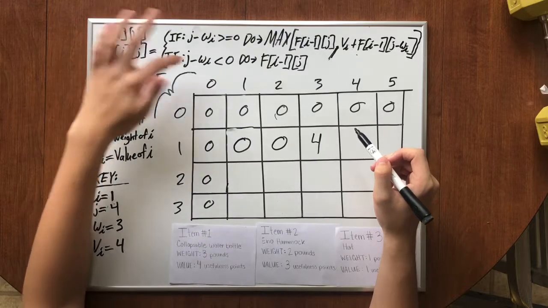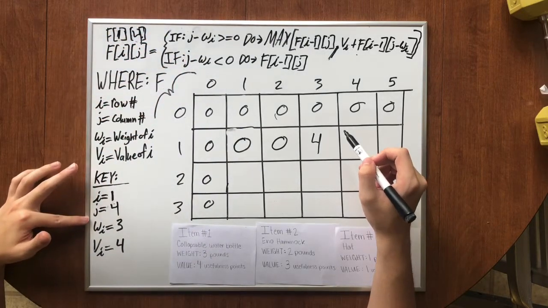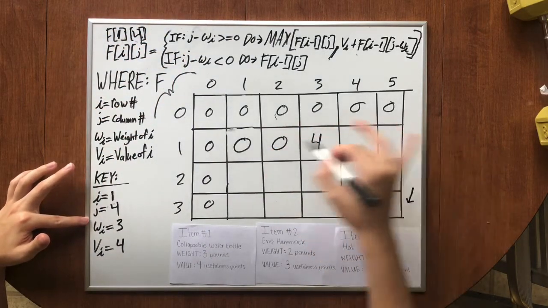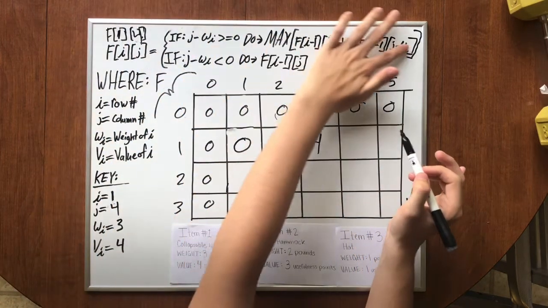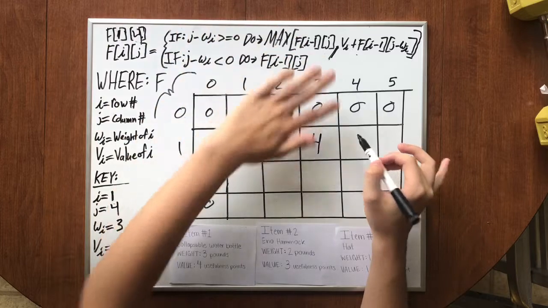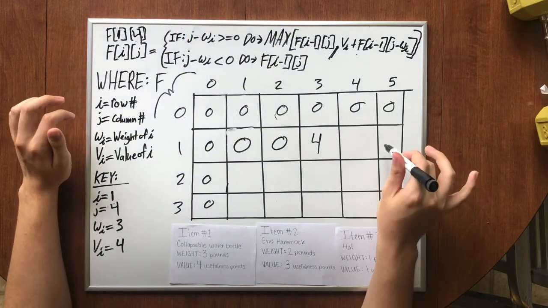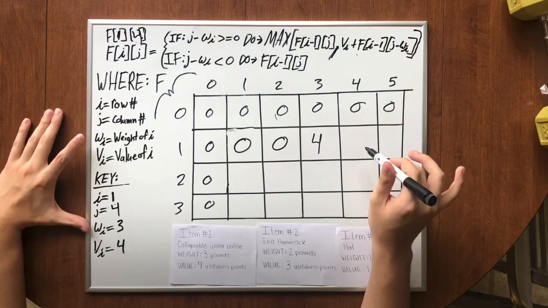So something you should know, if you're going across a row, once you get to the box where you first have to start using this top formula, you're going to have to keep using it until you make it to the end of the row. So you really don't have to check J minus WI, right?